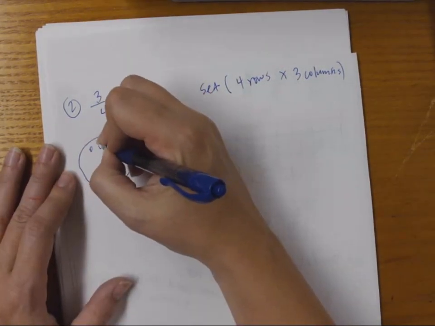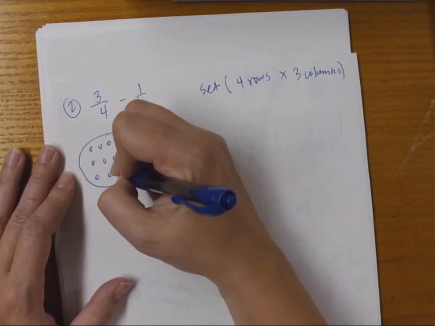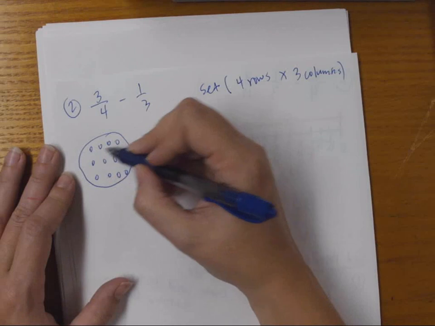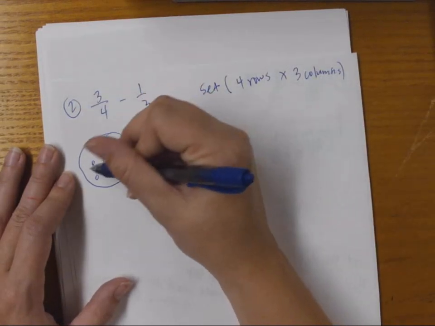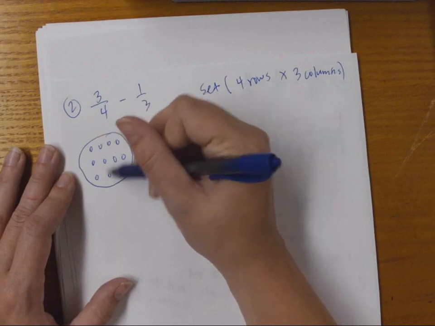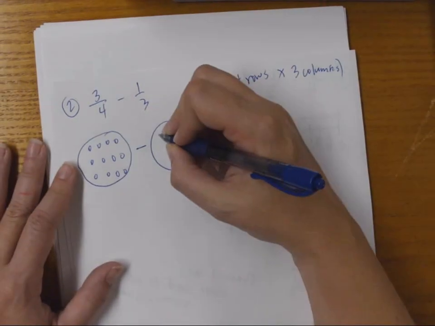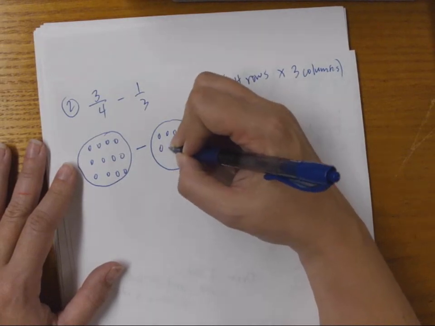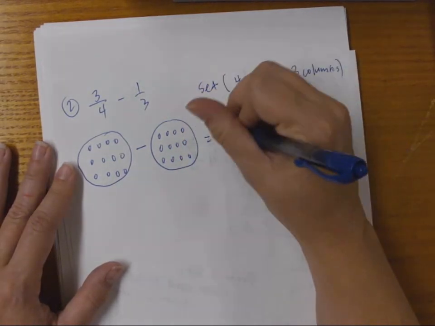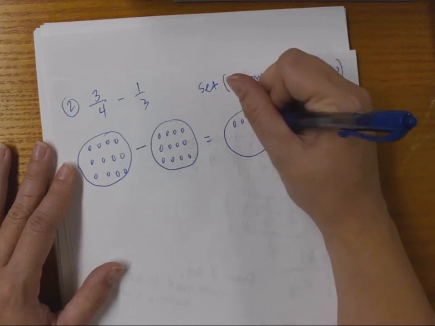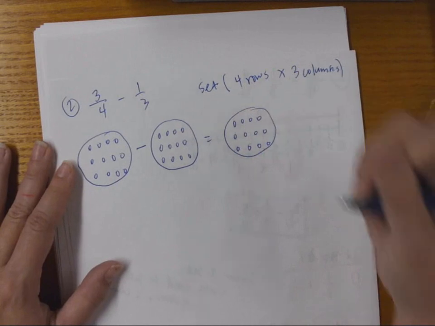So 4, 1, 2, 3, 4, 1, 2, 3, 4. Oh, I did that right. This is 4 columns by 3 rows. I did that backwards, but it doesn't matter. Same thing over here, because your set's going to be the same. And your answer is still, this is my whole. I just need to shade in now.